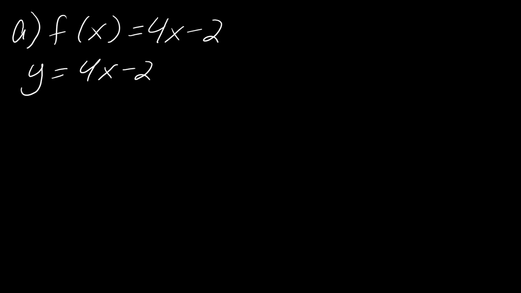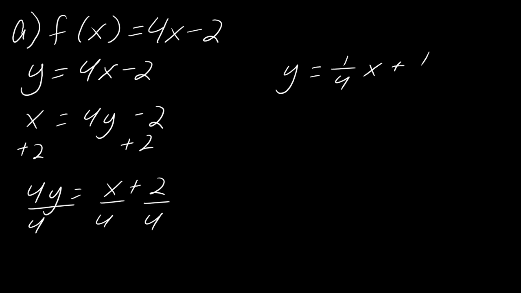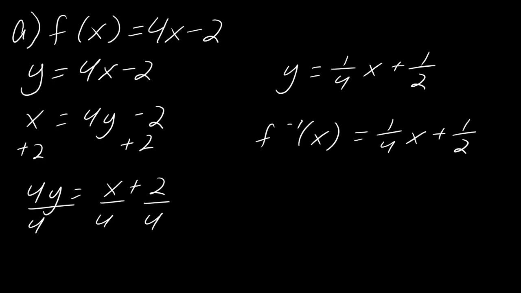So I'm going to flip my x and my y's. So this will be 4y minus 2. So I can add the 2 to both sides. So I get 4y equals x plus 2. And I'm going to divide each part by 4. So I have y equals 1/4x plus 1/2. And so then this will be f inverse equals 1/4x plus 1/2. So there's my inverse function.